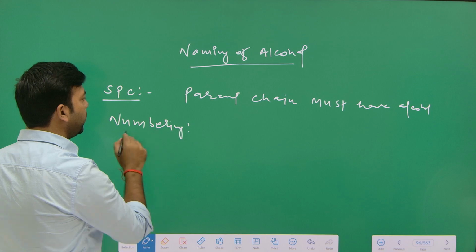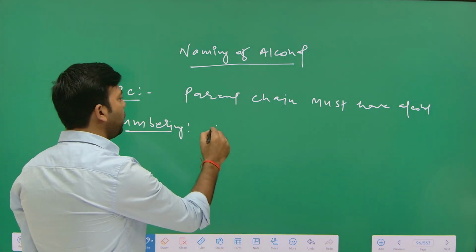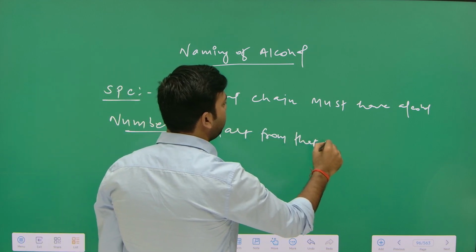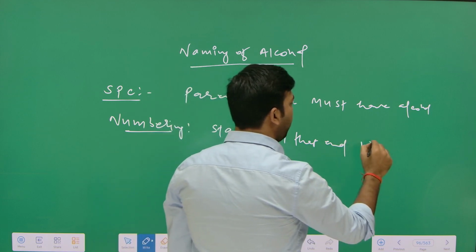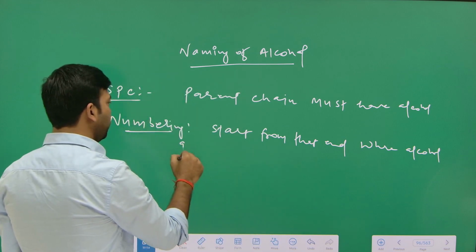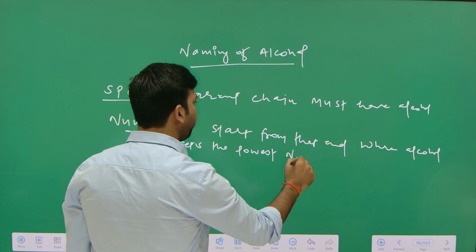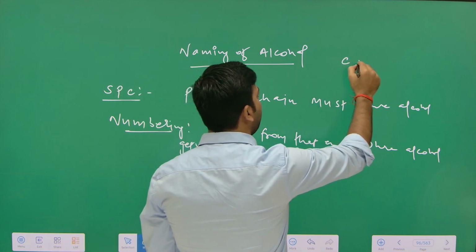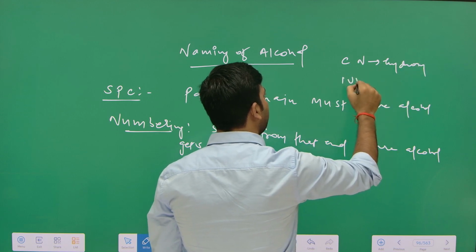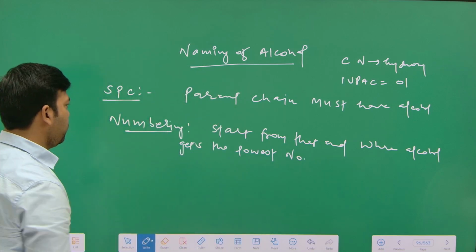So in numbering, because the alcohol is present in the middle of the chain, not terminal, start from that end where the alcohol gets the lowest number. You know, alcohol common name is called hydroxy and IUPAC is called ol. Okay.